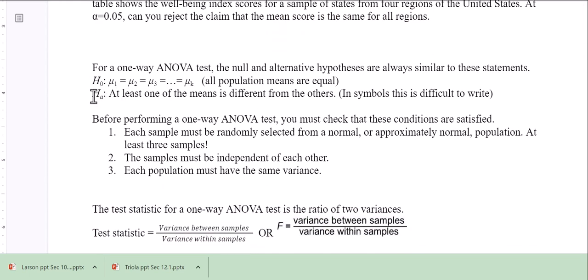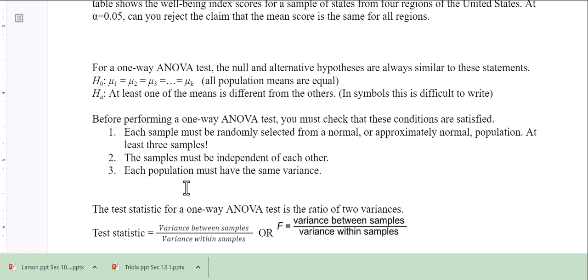Here, the alternative is the opposite of the null. The opposite of saying all are the same is that at least one of them is different. In symbols, this is pretty difficult to write because you would have to say, for example, mu1 could be different from mu2, or mu1 from mu3, or mu1 from mu4, and so on. You have to do it for all of them. So for goodness of fit and ANOVA, it would be really hard to write it in symbols, so you will just have to write it in words.